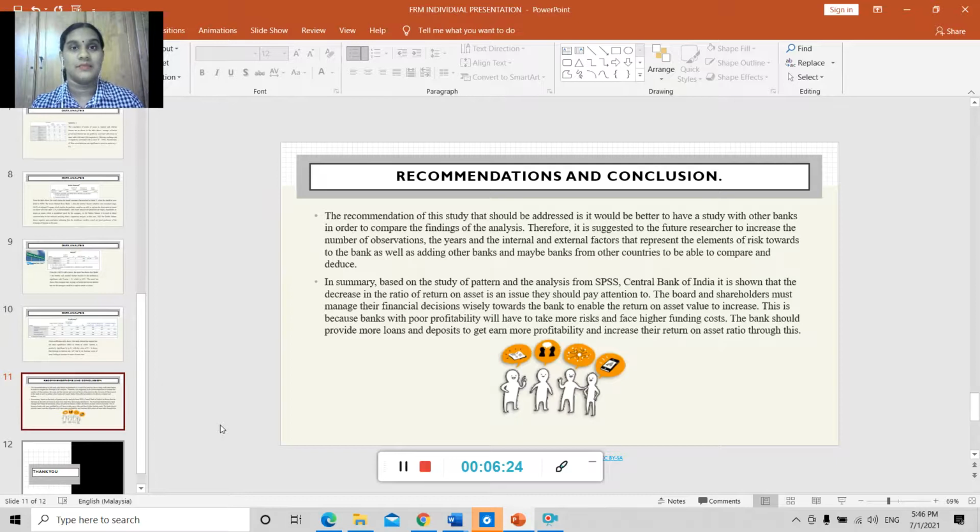In summary, based on the study and the pattern of the analysis from SPSS, Central Bank of India, it is shown that the decrease in ratio of return on assets is an issue that they should pay attention to. The board and shareholders must manage their financial decisions wisely towards the bank to enable the return on assets to increase. This is because banks with poor profitability will have to take more risk and face higher funding costs. This will result in the bank making a loss.